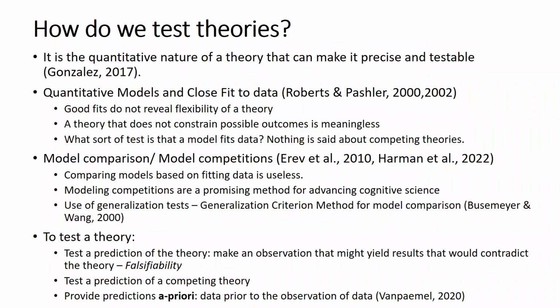So how can we test theories? I think the quantitative nature of the theory is essential, because this can make a theory precise and testable. Therefore, quantitative models are important. However, as we have known for a long time, quantitative models and close fit to data do not necessarily mean that we have a good theory. That is, good fits do not reveal the flexibility of a theory.